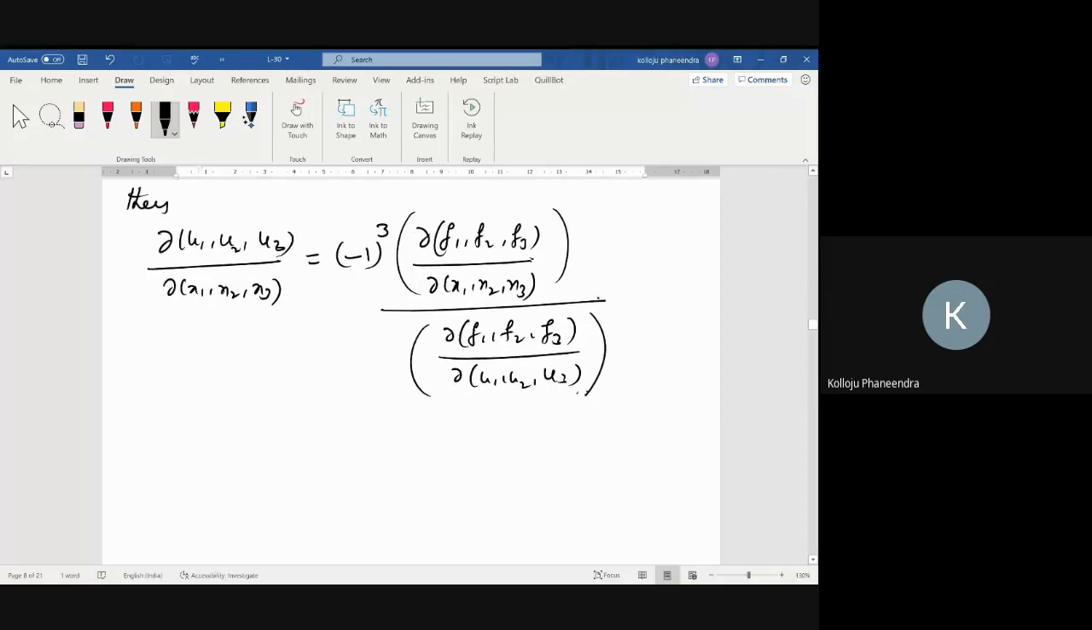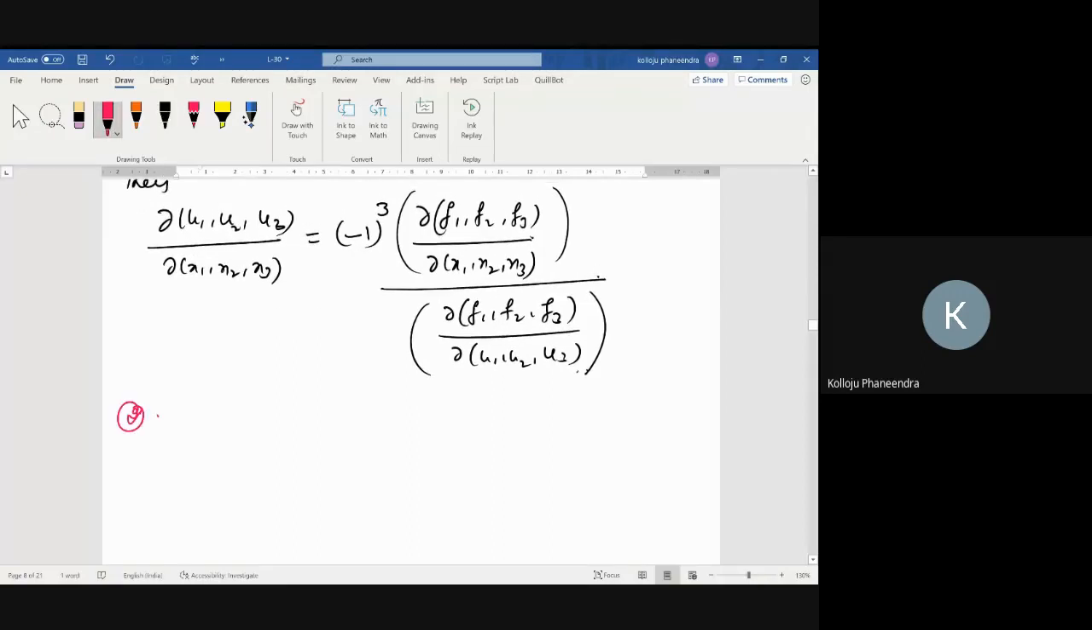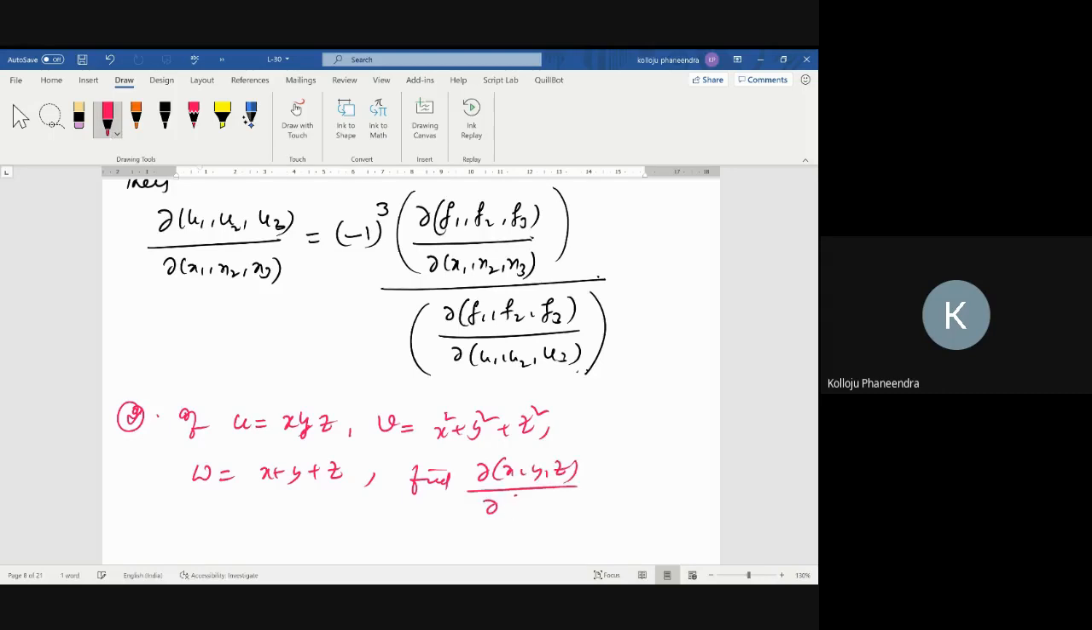Okay. Now, based on this, you try these examples. Anyway, it's a solved problem in the textbook. So, u equal to xyz. V equal to x square plus y square plus z square. W equal to x plus y plus z. Find dou of x, y, z by dou of u, v, w. I think you can solve this problem in the usual manner, right? What are actually u, v, w functions of? X, y, z. So Jacobian of u, v, w with respect to x, y, z exists.